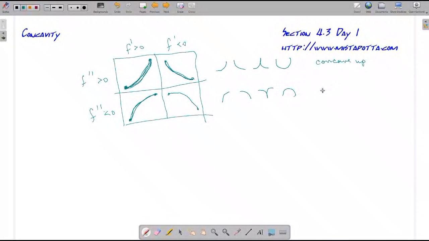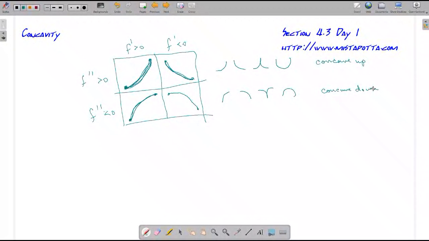And so we say that this is concave down. So I can tell by looking at the second derivative whether my graph is concave up or concave down. In other words, was my graph going to be curving upwards or curving downwards? And we get some really interesting things here.